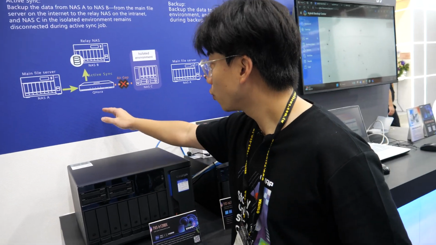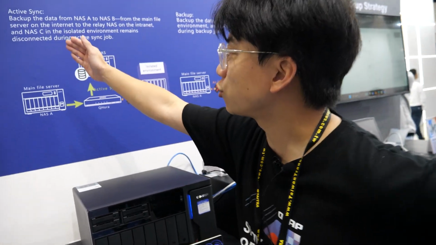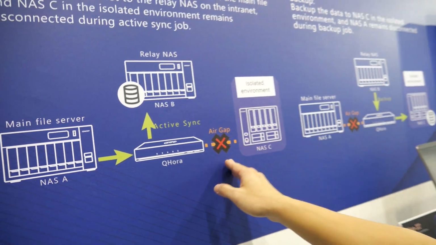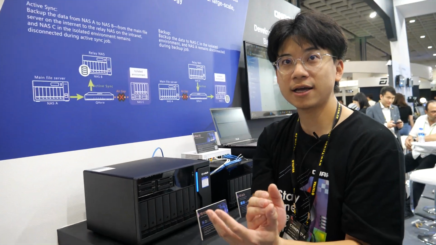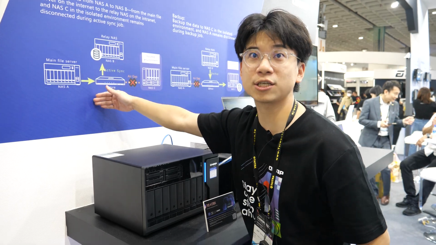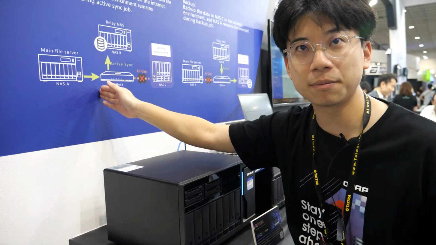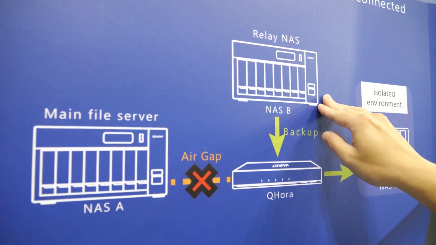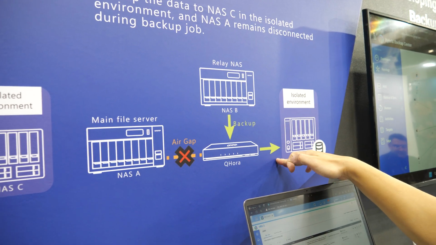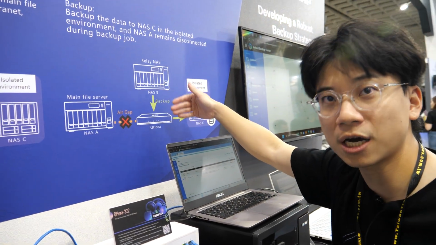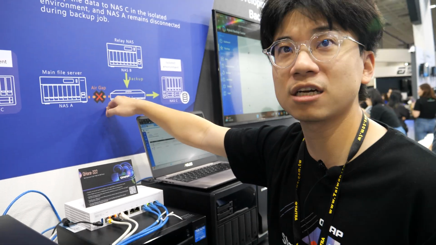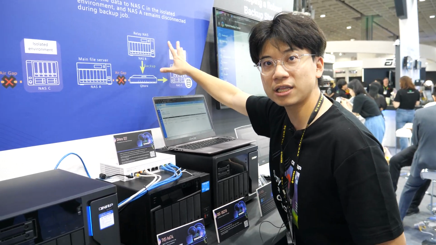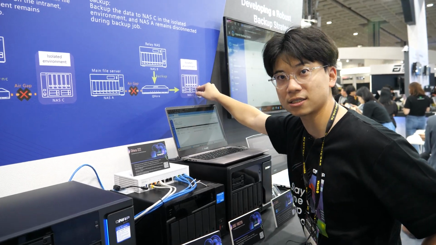Yes. So to achieve the truly isolated, when you are doing the active sync from the main server to the relay NAS, this interface of the backup NAS will be disconnected because we want to be isolated. When you complete this active sync job, this interface of the main server will be linked down. The second procedure is we want to back up the file from the relay NAS to the backup NAS. Then this interface will be linked up. Then the job will be stopped. Then this interface of the main server will be linked down. So once the job is started, this is the isolated environment. The attacker cannot access this backup NAS.